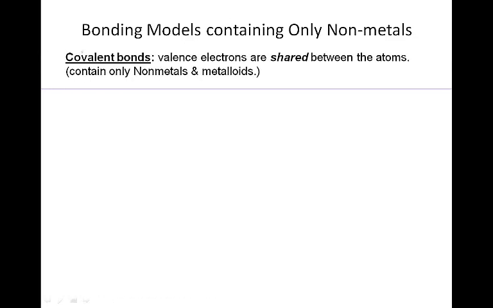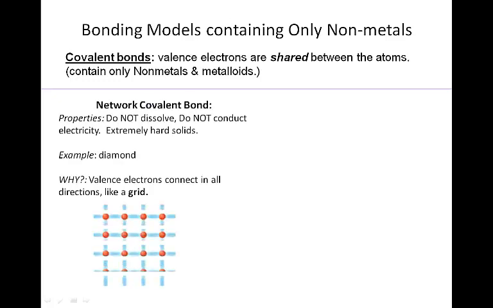And break that word down. Co means shared or between, and valent has to do with valence electrons. And so here, valence electrons are shared between the atoms. This typically only happens between nonmetals and metalloids. And we're going to talk later in this unit about why that is. It has to do with electronegativity and polarity. But covalent bonds tend to only have nonmetals and metalloids.